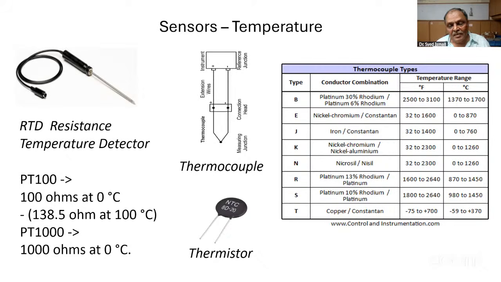Sensors, temperature sensors, are heavily used in agriculture. For example, RTD is one of the sensors, thermistor, thermocouple. These three, I think many of you might know, or you must read about them. Thermistor gives the least accuracy, but most of the time it's okay.